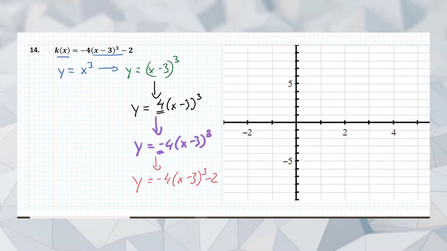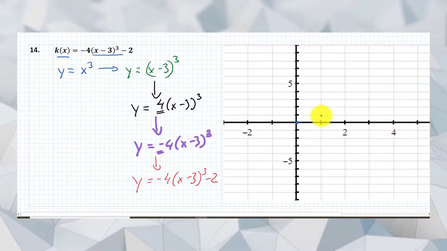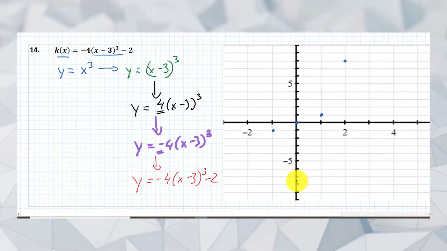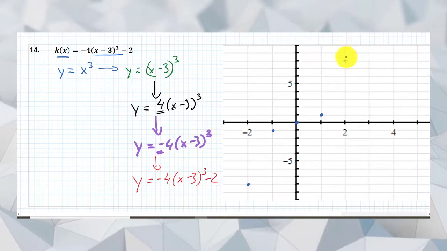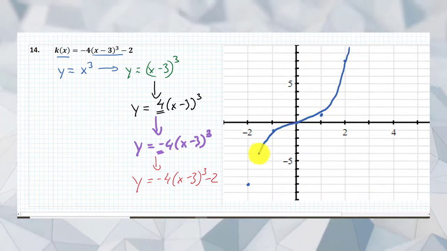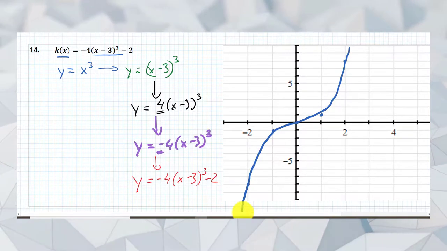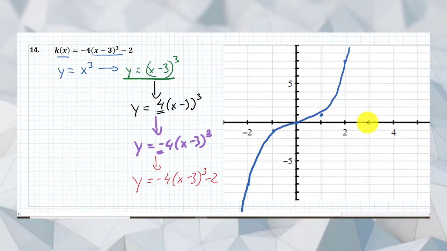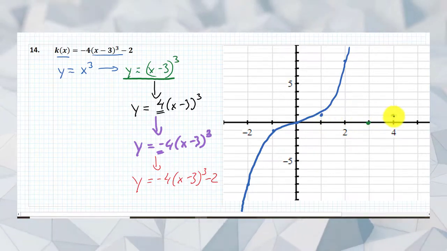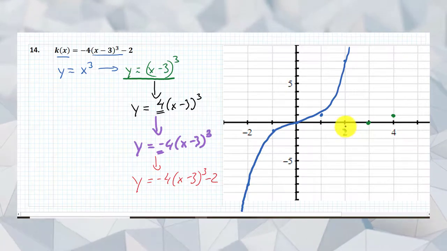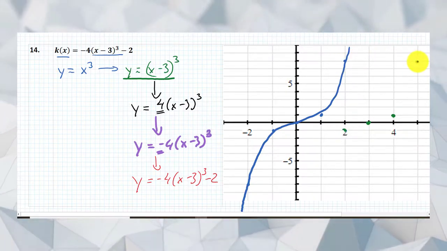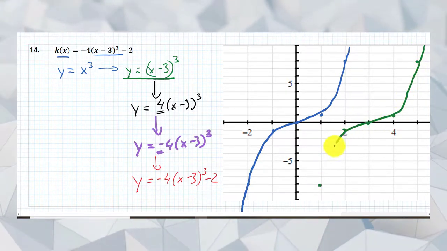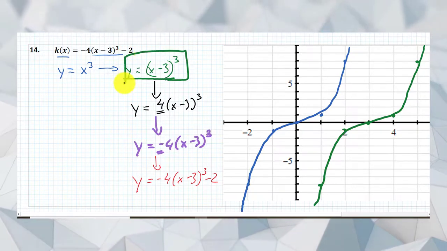So we start with y equals x cubed: (0, 0), 1 cubed is 1, 2 cubed is 8, (-1) cubed is -1, (-2) cubed is -8. This is the graph right here, like that, and then like that. Okay, next, what do I do? y equals (x - 3) cubed, so 3 units to the right, so 1, 2, 3. This point goes right here, 3 units to the right, here, 3 to the right, like that, and see, 3 to the right, right here is here. Here is the second graph, y equals (x - 3) cubed.